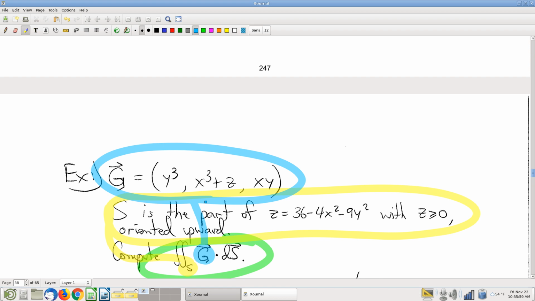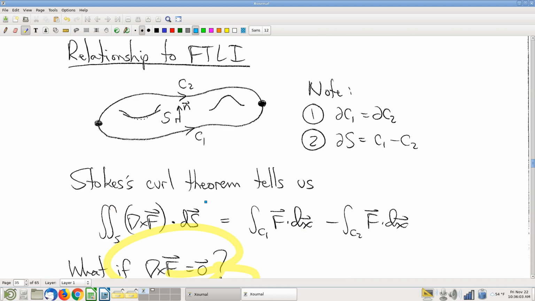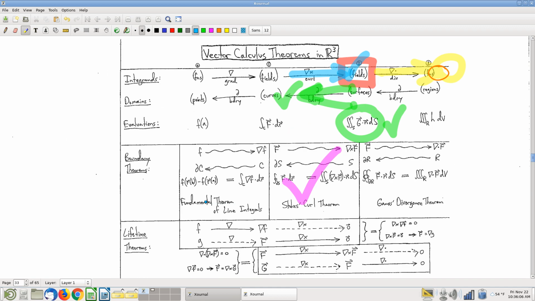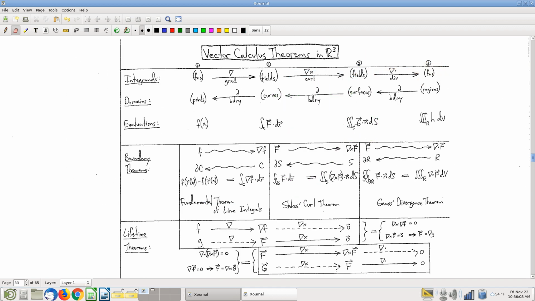Sometimes you can use Stokes' theorem to compute fluxes. Reminder, Stokes' theorem. Let me clean up my mess here. Stokes' theorem relates a line integral to a flux. And so we might be able to use Stokes' curl theorem to take this thing that we're interested in, turn it into a line integral. So, it's an option. It's on the table. By the way, just FYI, very often, not a good option.